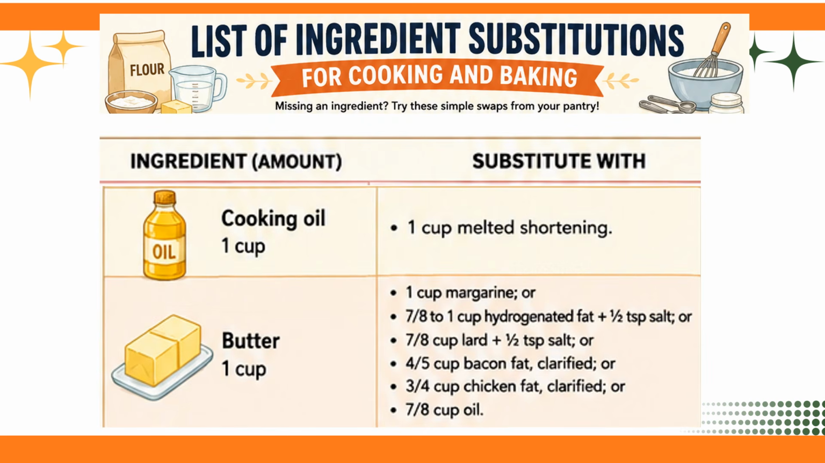Cooking oil, 1 cup. Substitute with 1 cup melted shortening. Butter, 1 cup. Substitute with 1 cup margarine, or 7/8 to 1 cup hydrogenated fat plus 1/2 teaspoon salt, or 7/8 cup lard plus 1/2 teaspoon salt, or 4/5 cup bacon fat, clarified, or 3/4 cup chicken fat, clarified, or 7/8 cup oil.